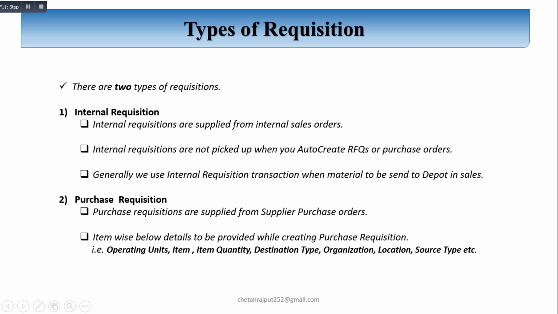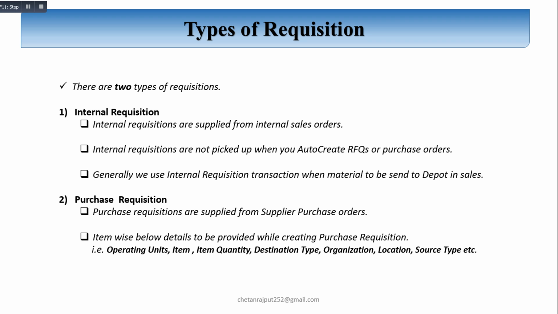Types of requisition. There are two types of requisitions. One, internal requisition. Second, purchase requisition. We discuss one by one. Internal requisition: internal requisitions are supplied from internal sales orders. Let us take an example.